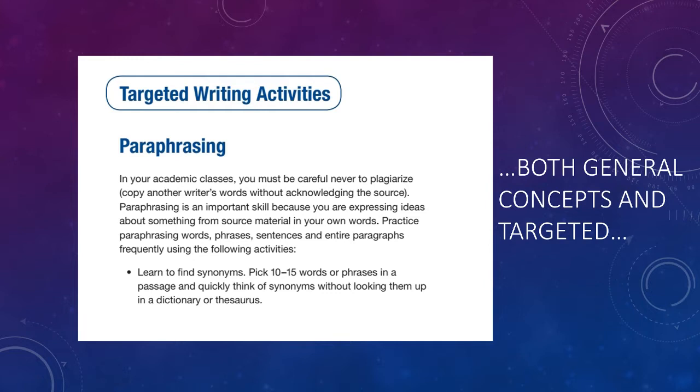So what it describes here, in this targeted writing activity, paraphrasing, I'll read it to you. In your academic classes, you must be careful never to plagiarize, which is copying another writer's words without acknowledging the source. I think you'll see in the content that as I'm talking about things, I use a great deal of material from ETS themselves, and there's a disclaimer at the beginning of this that it is ETS material, and if I cut and paste content, I keep the author's information or citation on it. It's very important to honor the craftsman. And in an academic environment, it's more than just important, it's absolutely required.